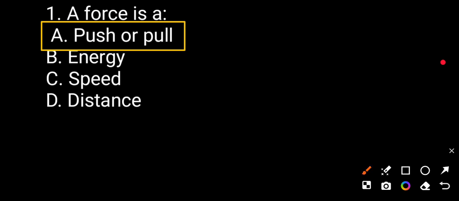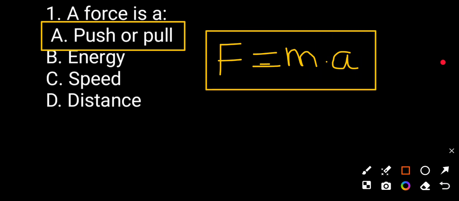The formula of the force is F is equal to M dot A, where M is mass and A is the acceleration of the body, and F is the applied force on the object. The unit of the force is Newton.